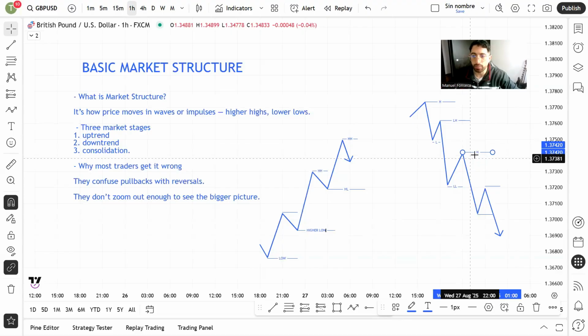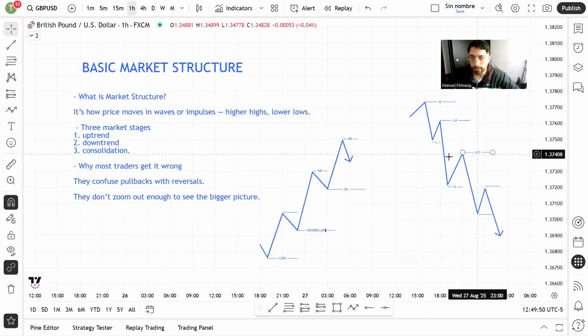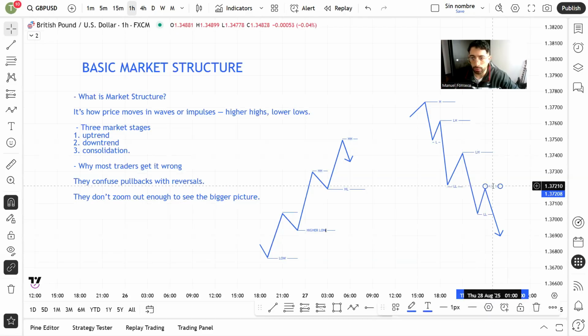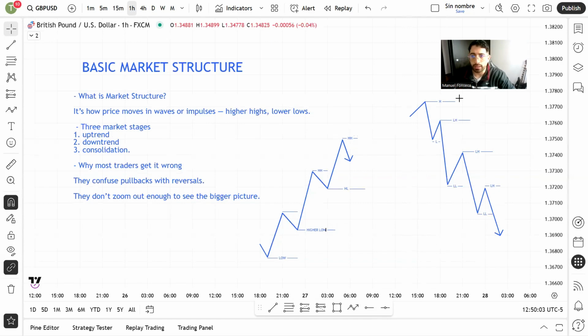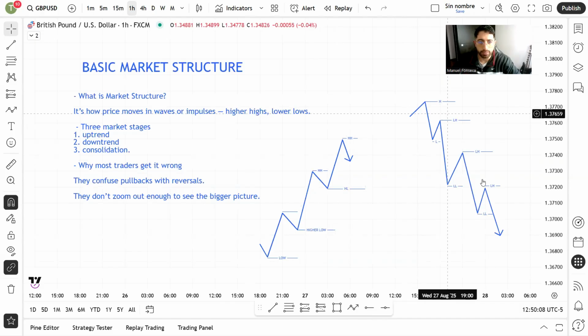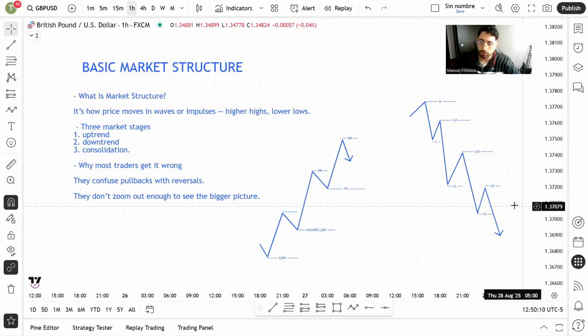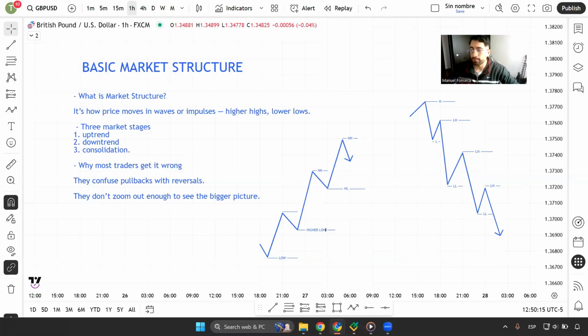And the price keeps going in that movement, leaving these waves or impulses. In this example of a downtrend, the highs are lower and the lows are lower than the previous ones, right? That's why this is called a downtrend. So this is the second stage of the market. We have the first one, an uptrend, and then a downtrend. The third one is called consolidation. Now let's see what it means.